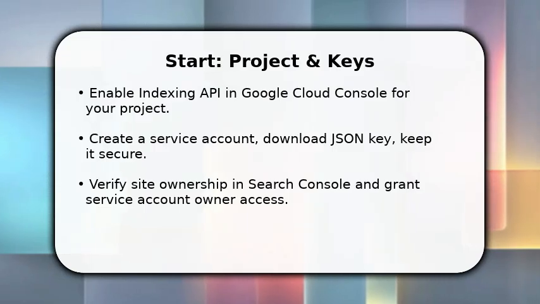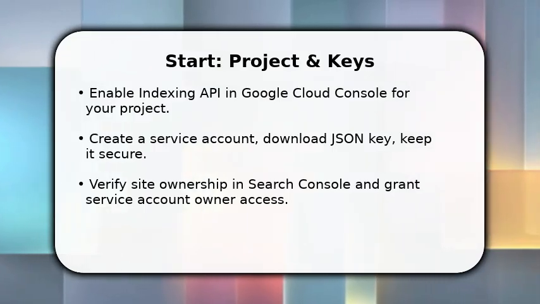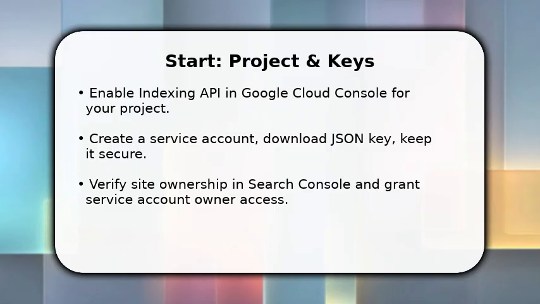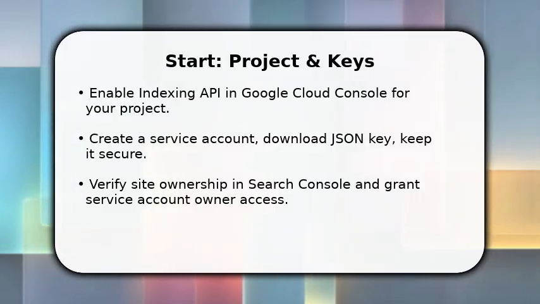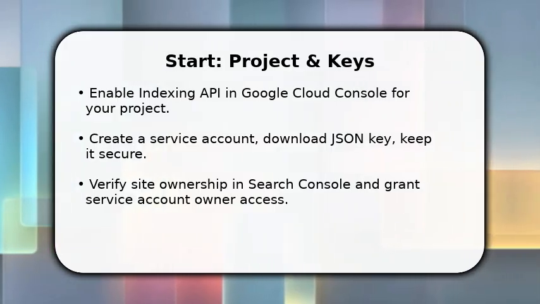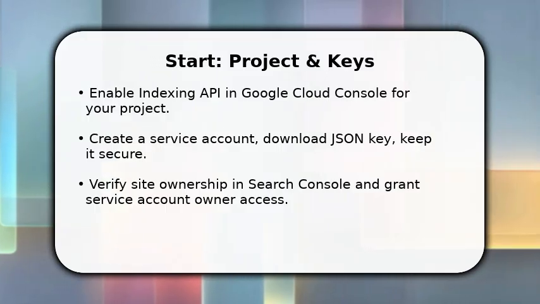Enjoy the video. You begin by enabling the indexing API in your Google Cloud project and creating a service account. Once done, download the JSON key and store it securely. You will use it to sign requests.